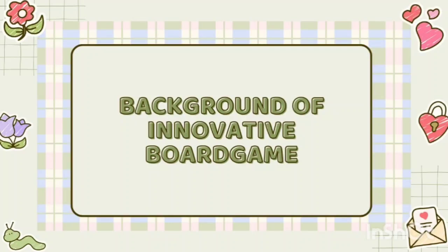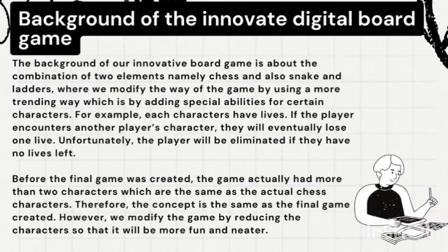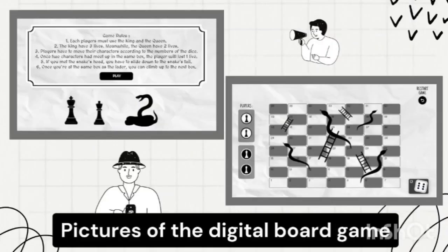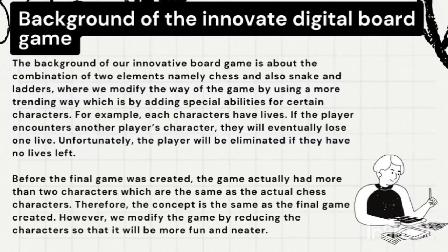We are from Lutalica. First of all, we would like to present the background of our innovative board game. It is a combination of two elements, namely chess and snakes and ladders, where we modify the way of the game in a more trending way by adding special abilities for certain characters. For example, each character has lives, so if the player encounters another player's character, they will lose one life. Unfortunately, the player will be eliminated if they have no lives left.